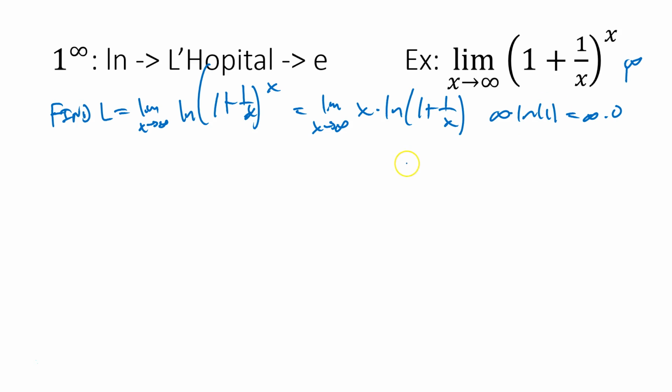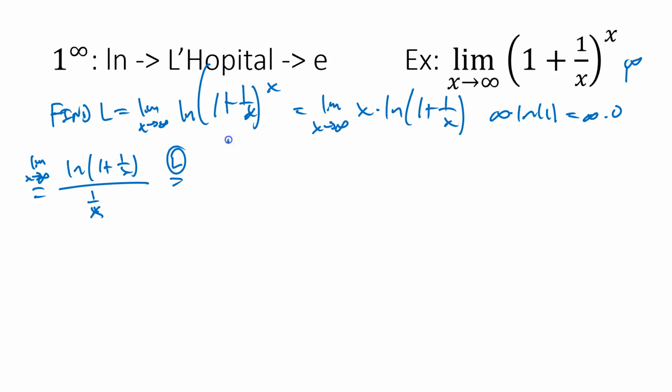We should be able to write this now so that we have a 0 over 0 or an infinity over infinity. I think the trick to that is going to be writing it as ln of (1 plus 1 over x) divided by 1 over x. So we had x over here, and we're dividing by 1 over x. That's the same exact thing because you multiply by the reciprocal. That's the limit as x approaches infinity. So now on the top we have 0, on the bottom we have 0, so we can use L'Hopital.